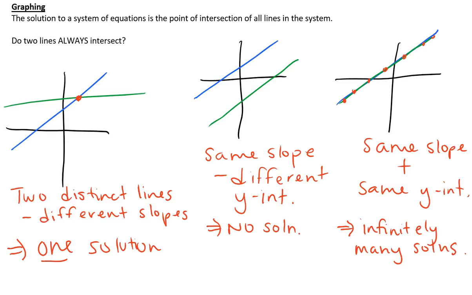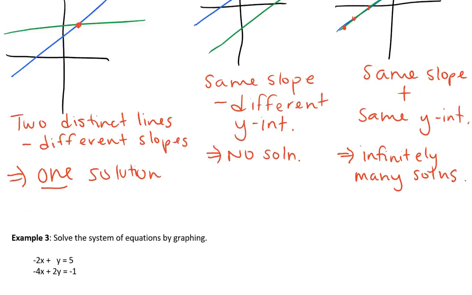So we want to be able to tell, just by looking at a system of equations, how many solutions we're going to have: one, zero, or infinitely many. And once we know how many solutions we're going to have, we want to be able to determine what those solutions are. So let's see how we can use graphing to help us do that.